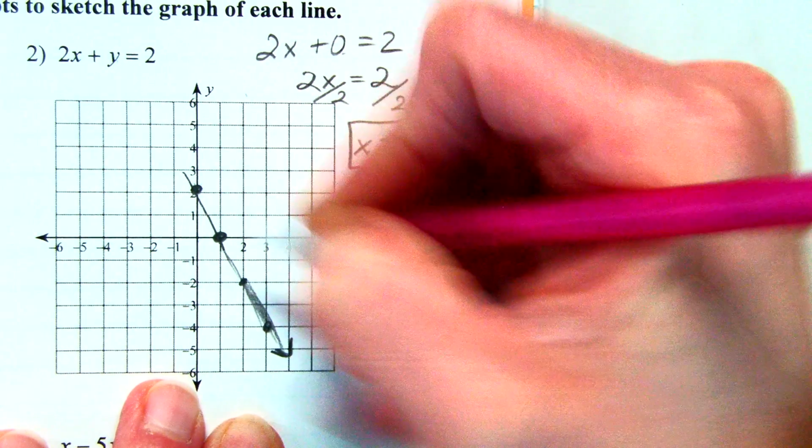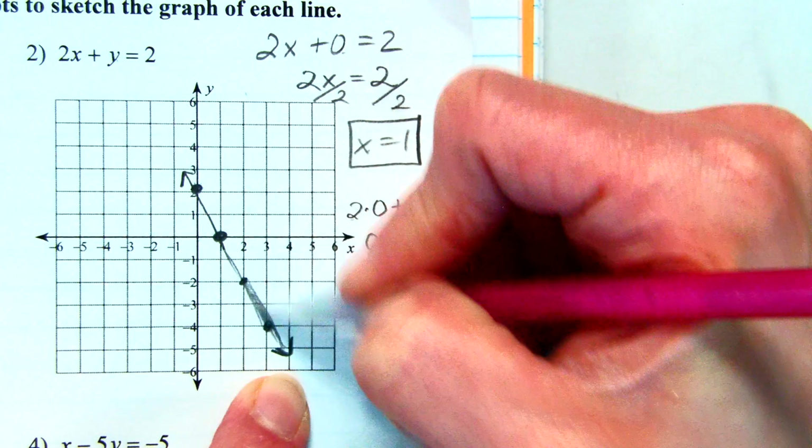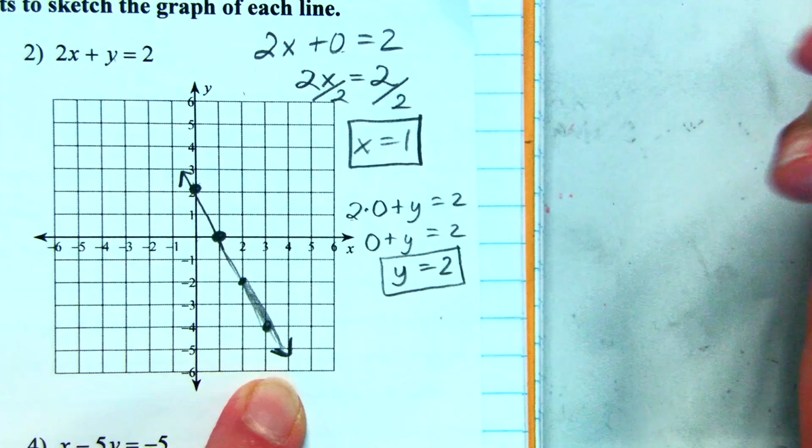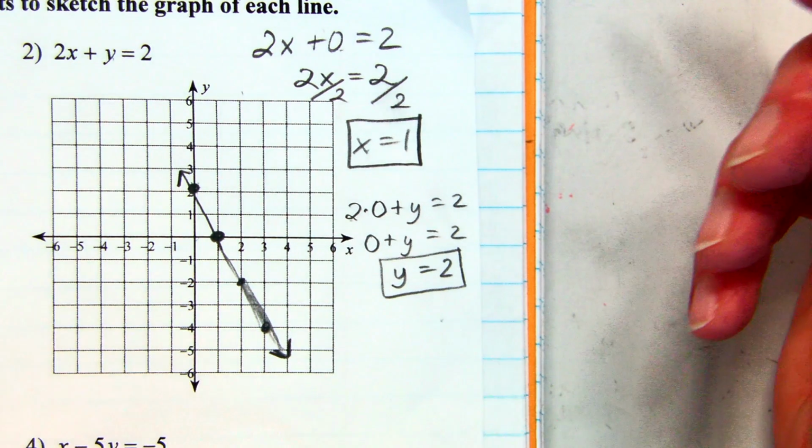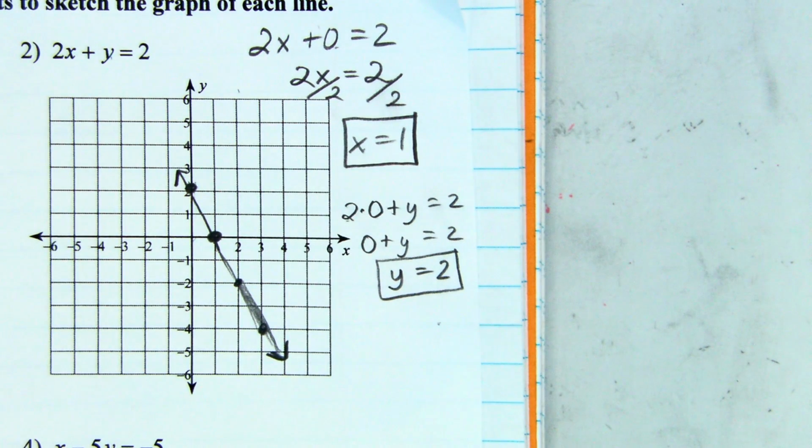If we were trying to figure out where 2 lines crossed, I might want to take it all the way out to the edges. I would say let's try to get at least 3 points if we can. And then put your arrows on there to show that it keeps going. Okay, so let's go down to number 3.